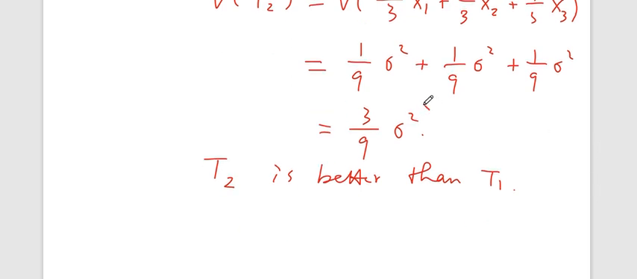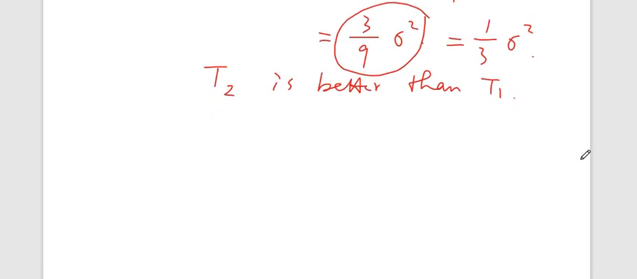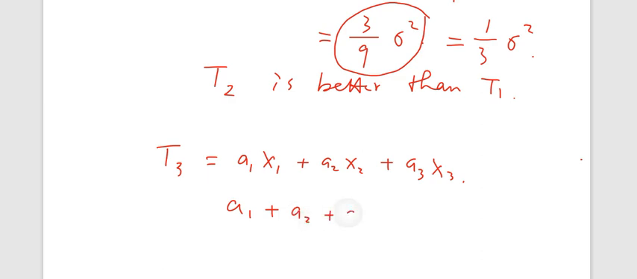Right? Okay. And we can also say this is the smallest variance, the minimum variance. So how can we prove this is the minimum? This actually is a mathematical problem. Suppose T3 is a linear combination, a1 x1 plus a2 x2 plus a3 x3. And this T3 is unbiased. For unbiasedness, we have the requirement a1 plus a2 plus a3 equals 1, right?